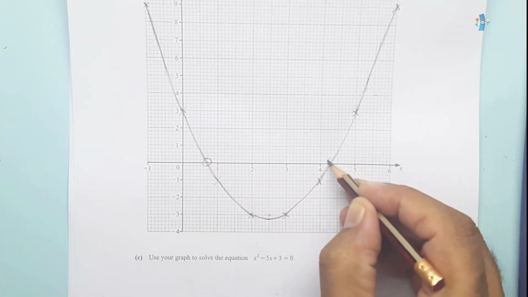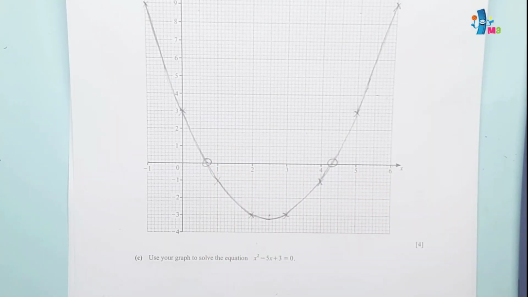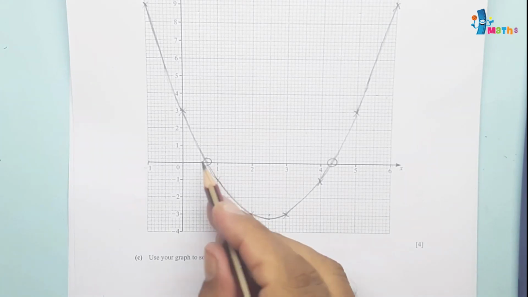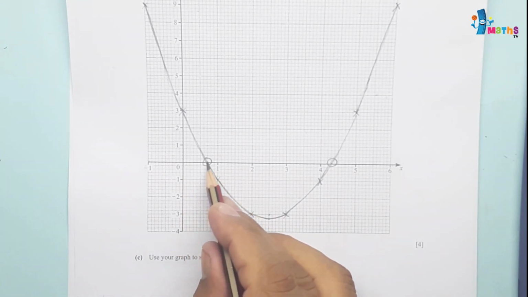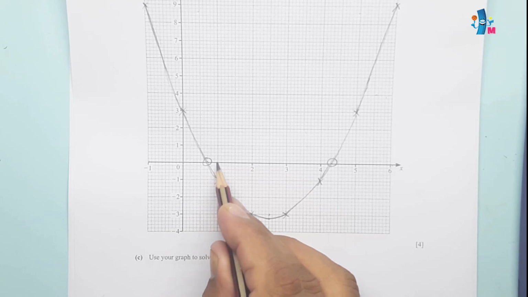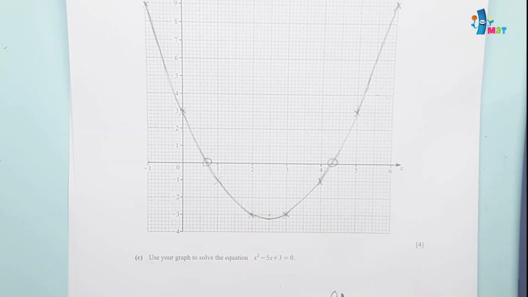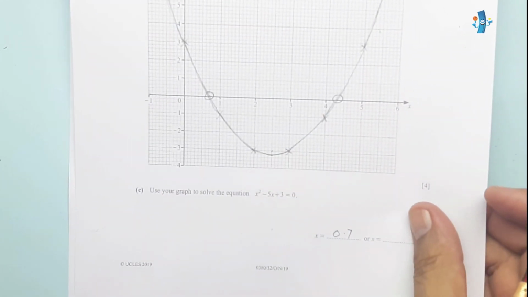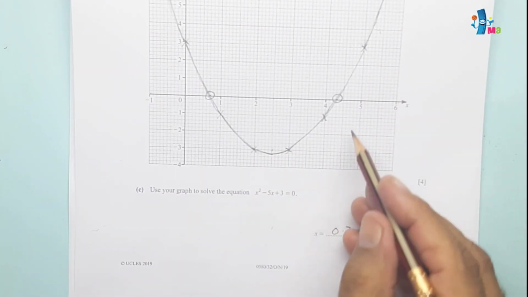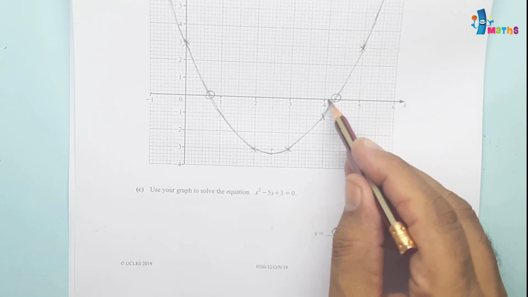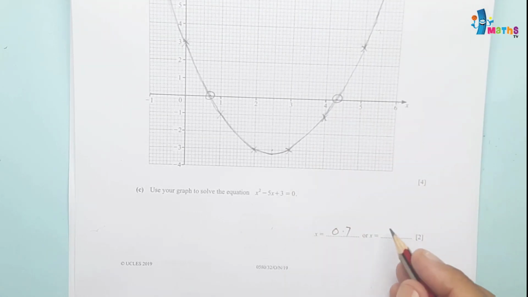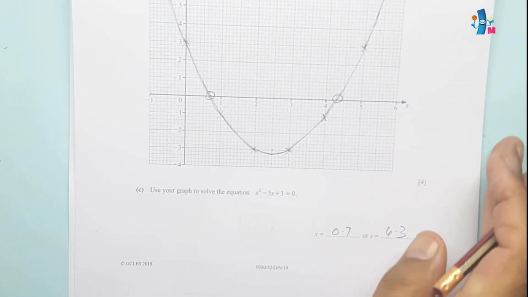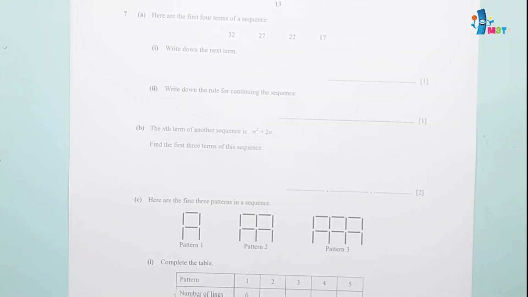I'm circling these points, you can see this, and this x value is 0.7 over here. One is this one, so 0.7. We can write 0.7 at the proper place over here, and this is 4.3. These two will be our answers. And here comes question number 7.